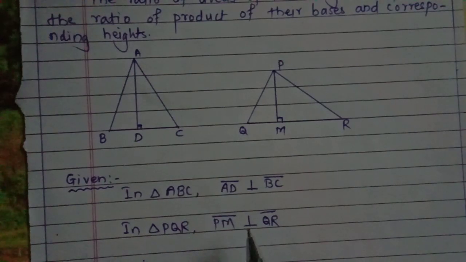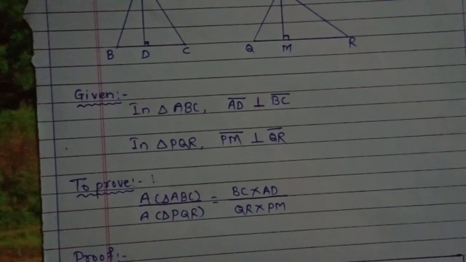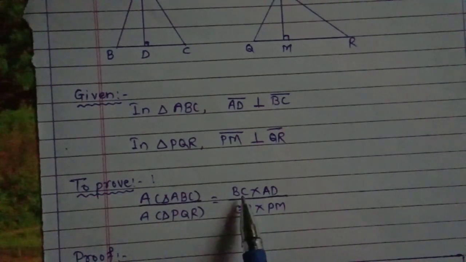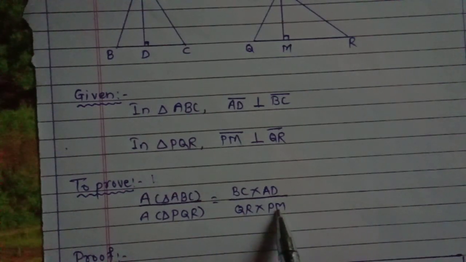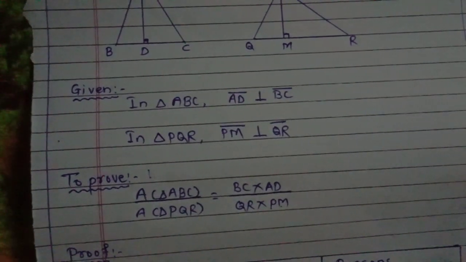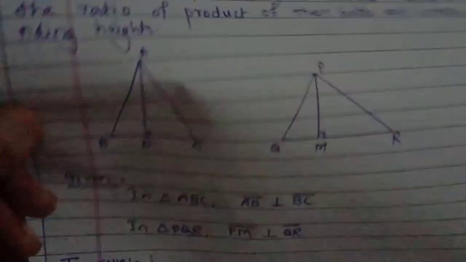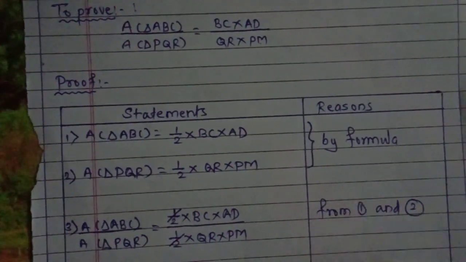What we have to prove? The ratio of areas of these two triangles is equal to the ratio of product of their corresponding bases and heights. So to prove: area triangle ABC upon area triangle PQR is equal to BC into AD upon QR into PM. To prove this, you have to use the point that you learnt in your lower classes, that is area of triangle.